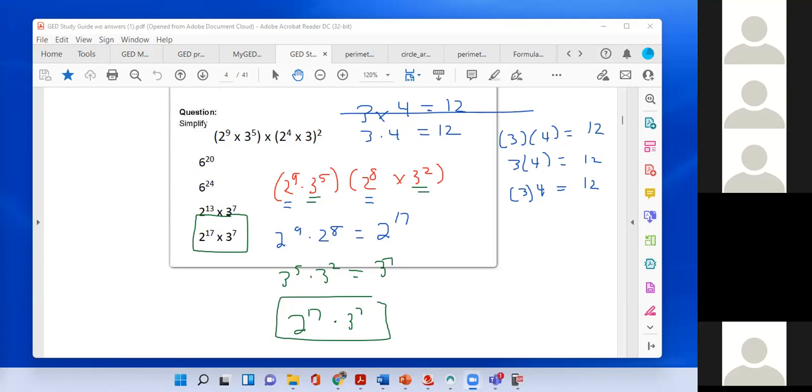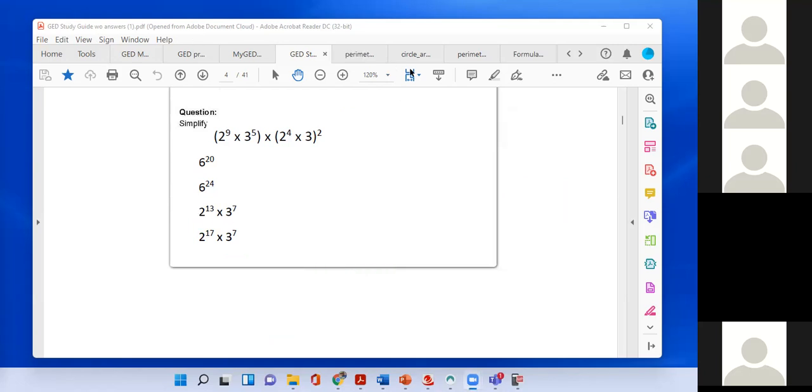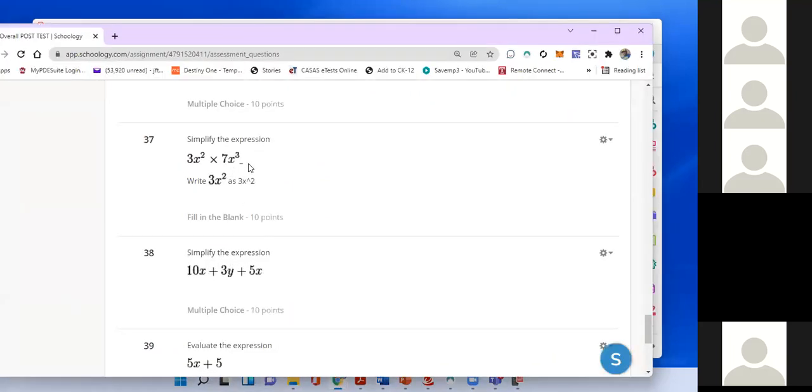Okay, so let's look back at that example. Where was it? Let me see. There we go. I had it open here. So 3x squared times 7x to the 3rd. Can anybody tell me how I would simplify 3x squared times 7x to the 3rd? What would be our answer?